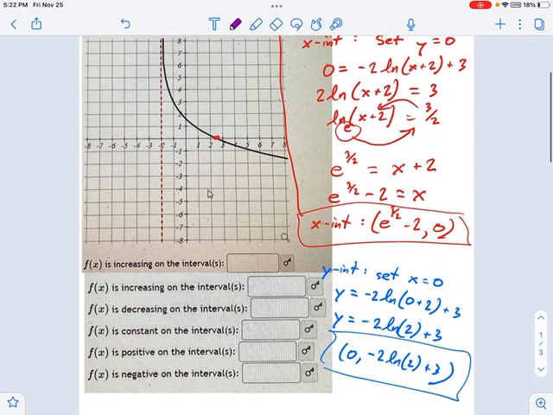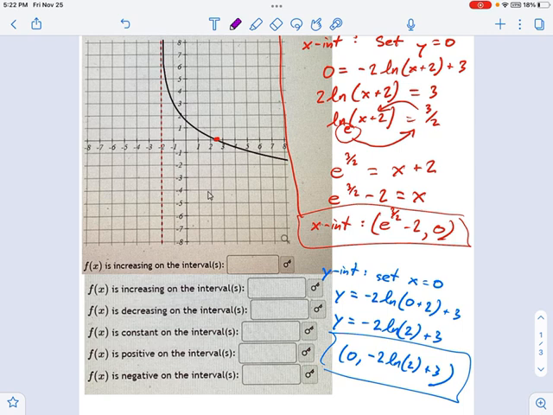And then in terms of where this thing is increasing, well, look at that. It's downhill all the way. So in this case, we say nowhere. It's not increasing anywhere. But in terms of where it's decreasing, well, that's everywhere. Just don't make the mistake of saying negative infinity to positive infinity, because the function doesn't actually exist everywhere. But everywhere the function exists, it is decreasing. So by that I mean starting at the vertical asymptote and going to infinity. Okay, that's the full domain of the function, and across the entire domain, it is decreasing.